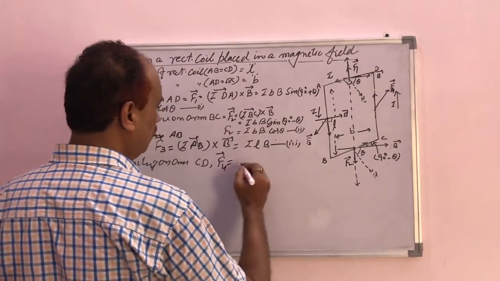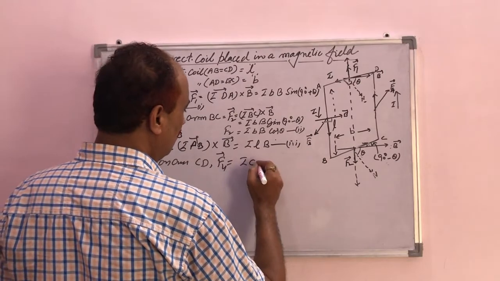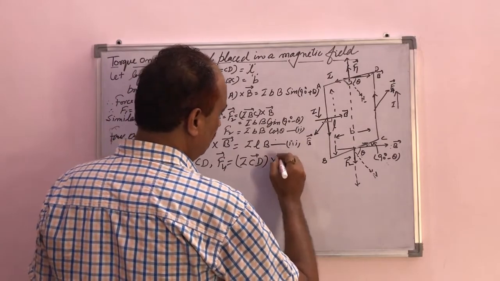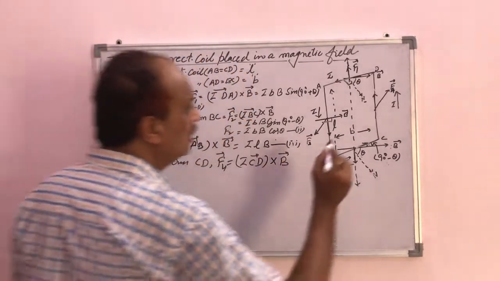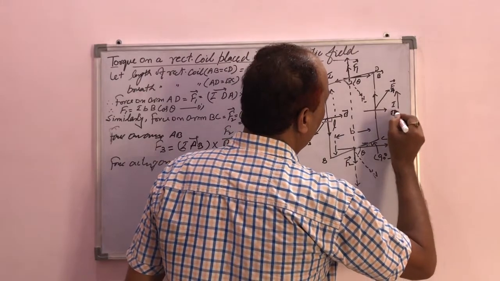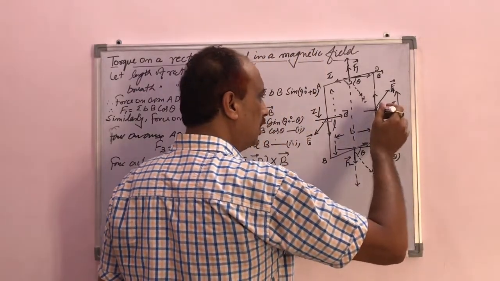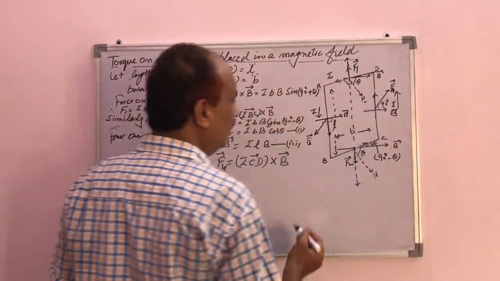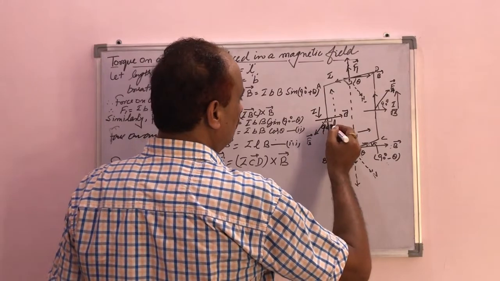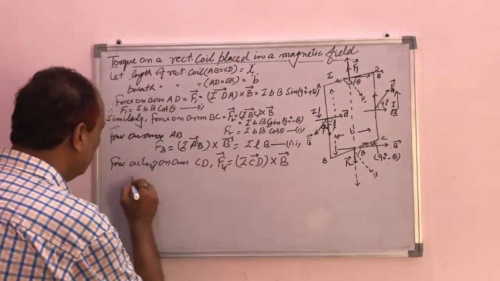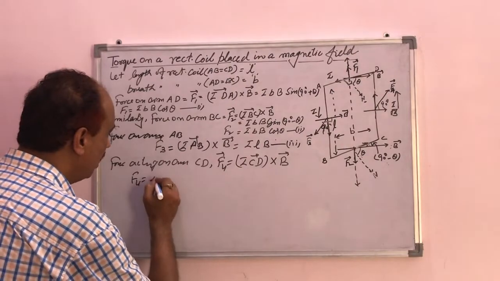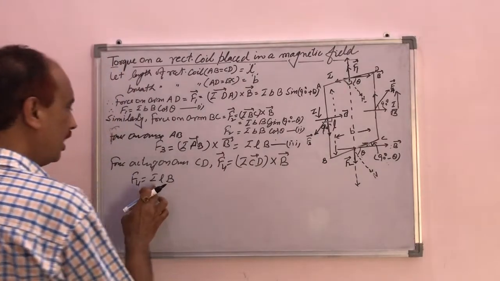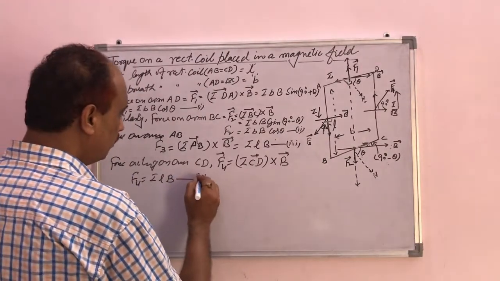So the F4 vector will be equal to I times the CD vector, a current element, cross product with the magnetic field B. This is the direction of the magnetic field. Again, it is acting perpendicular to the plane of the paper, but in the inward direction. So again, the angle between them equals 90 degrees. So in magnitude, the force F4 will be equal to ILB sin theta. Sin theta equals 90, so we can write ILB. It is equation number 4.